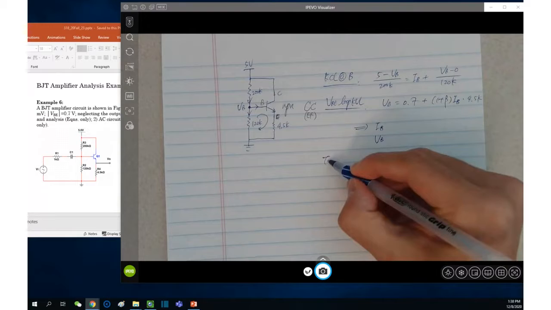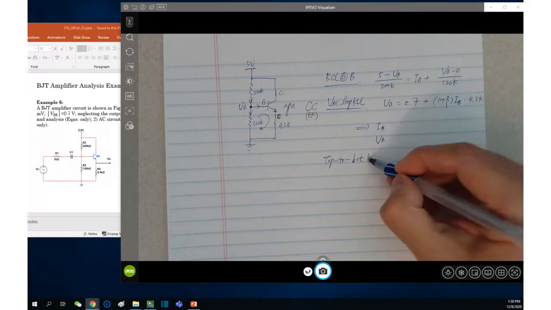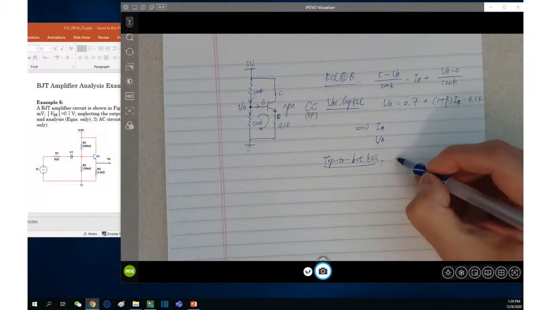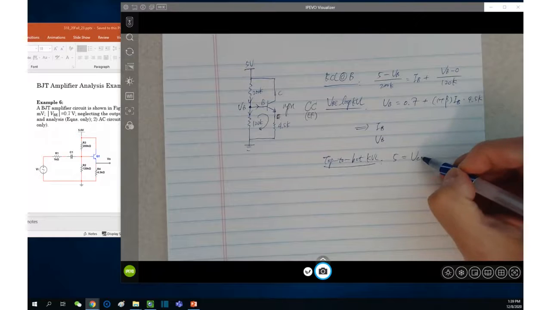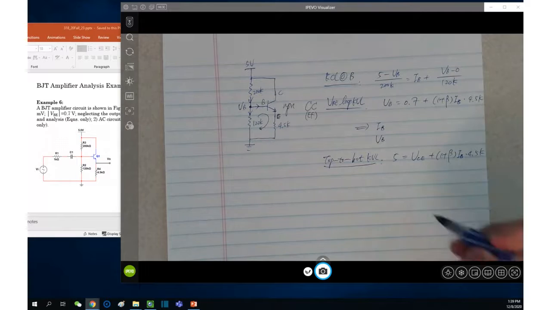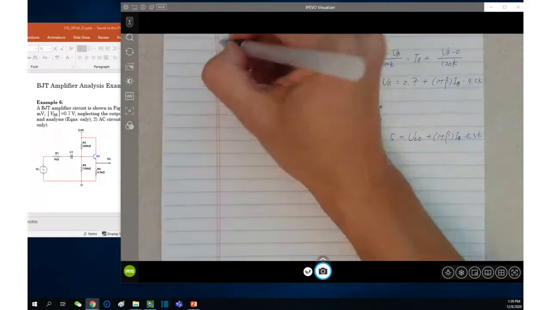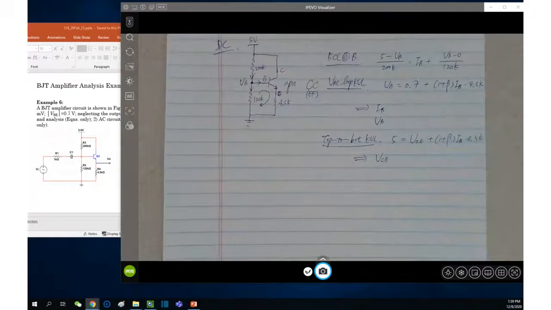And top to bottom, KVL is 5 equals VCE plus 1 plus beta IB times 4.5K. Right. This is where we can find the VCE. Once again, from IB you can find IC. And that's what we need for AC small signal analysis. This is DC part. Any questions?